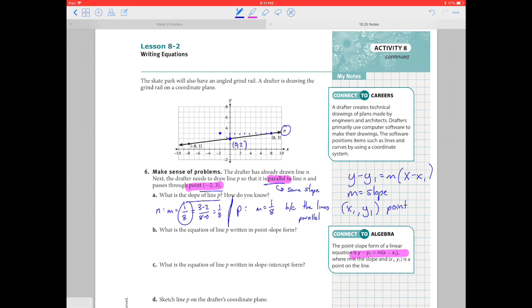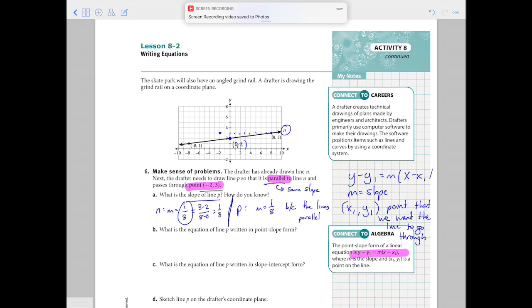So point that we want the line to go through. We usually don't keep our lines in this form. We then distribute the m and get the y by itself and combine like terms, so that way we're back to slope intercept form. All right.